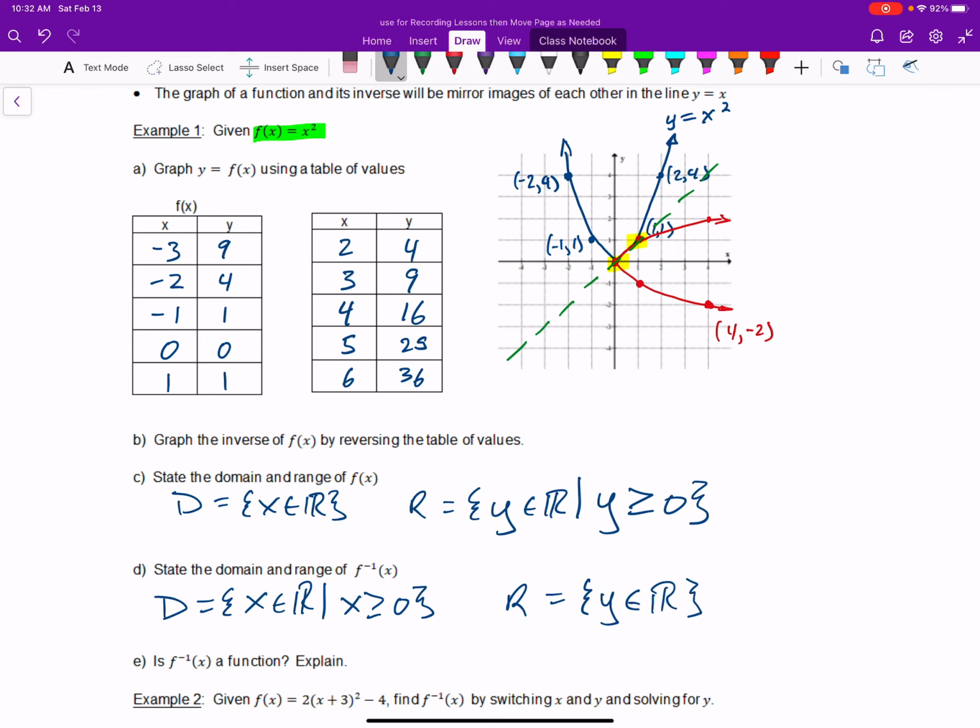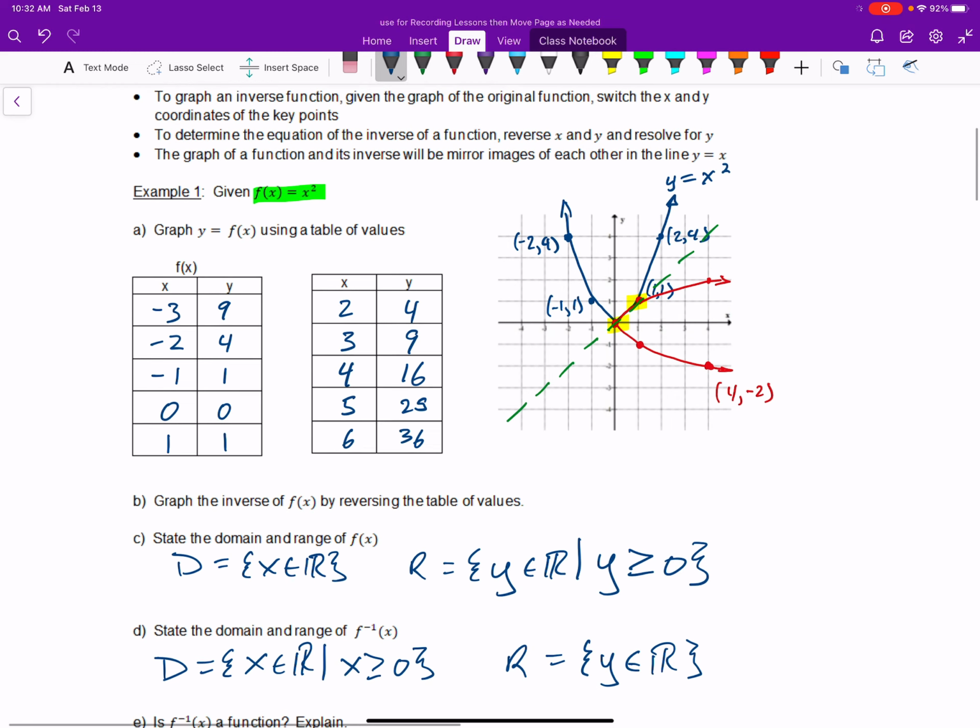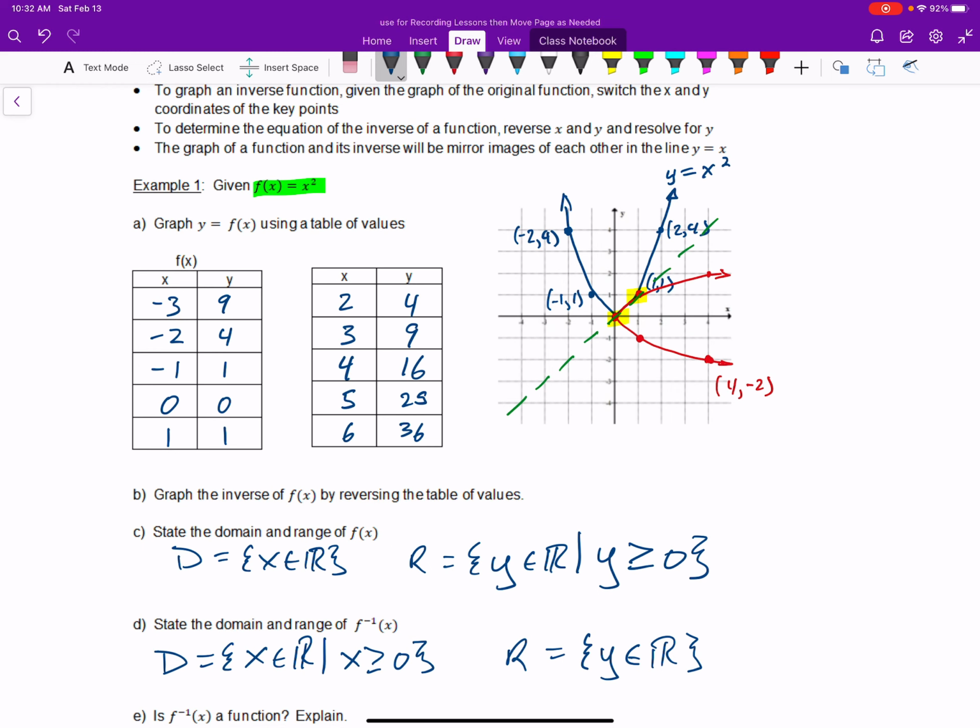So what we've noticed up till now is that switching x's and y's will get us our new points. Switching x's and y's, as we're told above, will get us a new equation. It turns out that switching our domain and range is true as well. So the domain of the original function became the range of the inverse function, right? XER, YER, we had to switch x and y, but it's all real numbers. And the range of the original function became the domain of the inverse function.